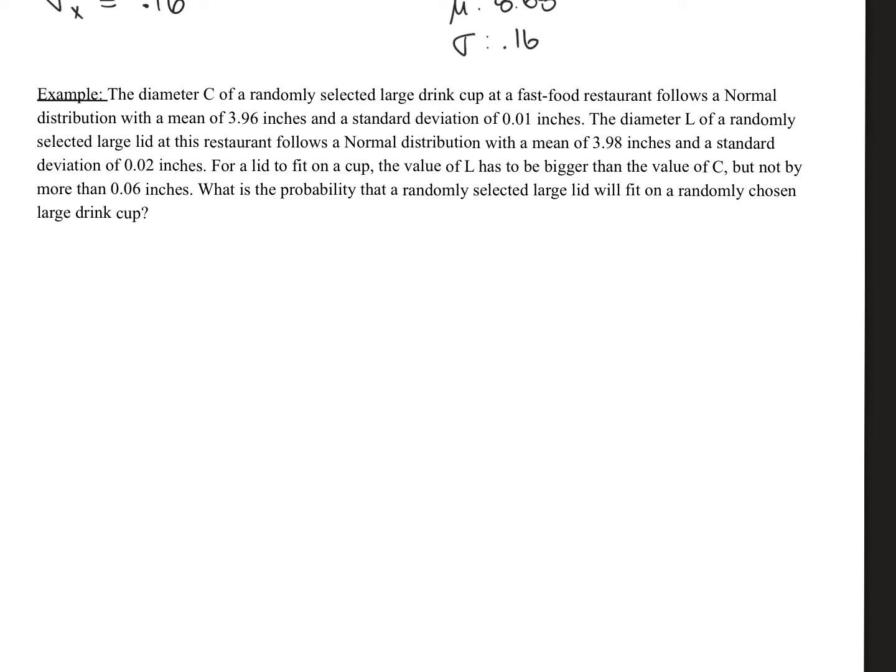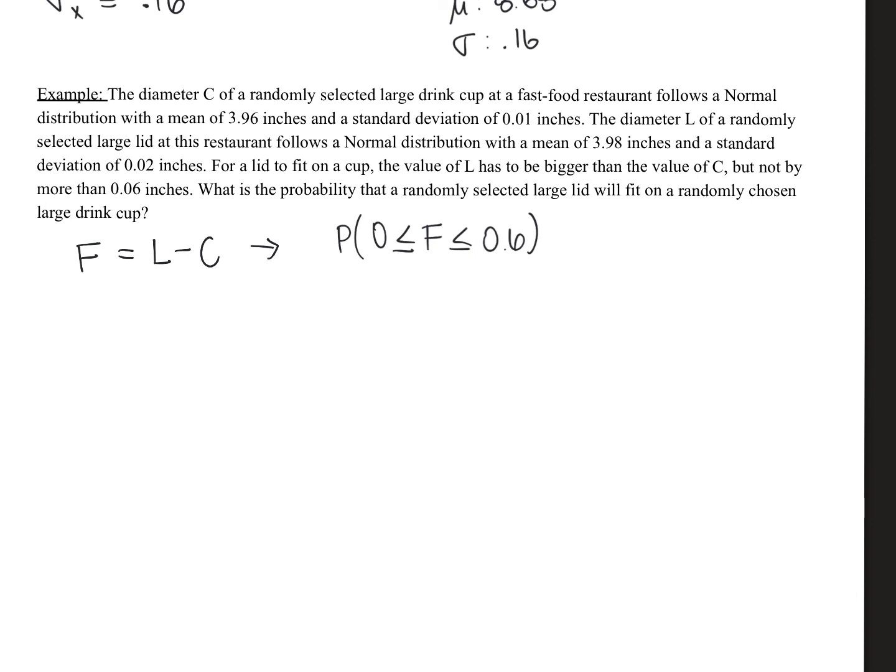So we're going to define a new value, F, which represents the lid fitting, where we take the size of the lid minus the size of the cup. But that difference can't be more than 0.06 inches. So what that means is we're finding the probability that the difference has to be somewhere between 0 and 0.06, because it could fit exactly, but it can't go more than 0.06.